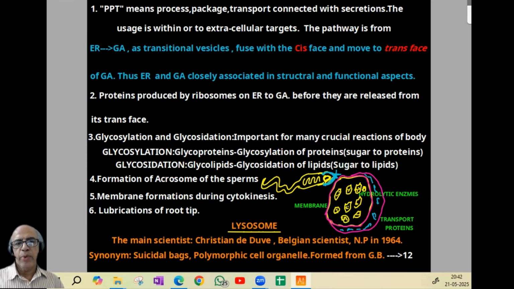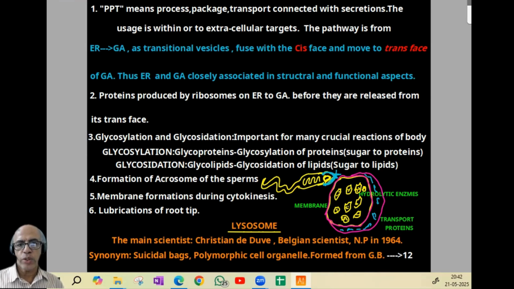That is concerned with the protein produced by ribosome on ER. Now, third item important for exam, glycosylation and glycosidation, important for many crucial reactions of body. So glycosylation, glycoproteins, that is glycosylation of proteins, sugar to proteins. Glycosidation, glycolipids, glycosidation of lipids concerned with the sugar to lipids.